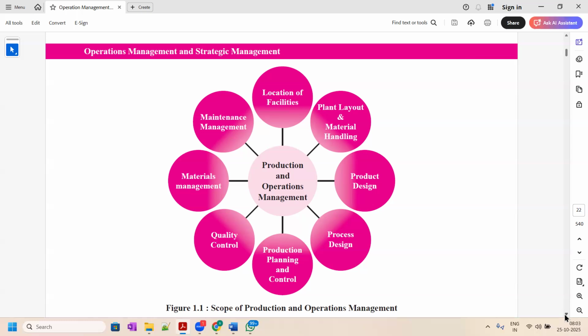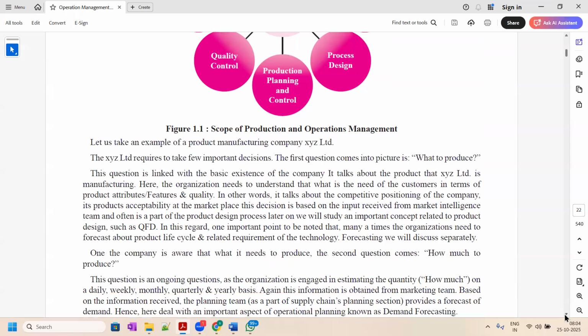Then production planning and control, where we're talking about what to produce, when to produce, and controlling the entire production process. Then quality control, ensuring that the product meets the required standards and customer expectation. Then material management, making sure that we manage raw material, inventories and supply chain efficiently. Then maintenance management, making sure that machines and equipment are in good working condition to avoid any kind of breakdowns.